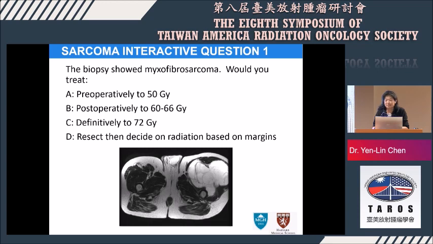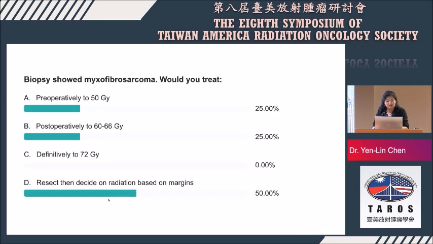Can we show the answer? Okay, so it looks like most of you would resect and decide based on final margins, and then some would treat preoperatively, about a quarter, and then a quarter knows already they wanted to resect and definitely give postoperative radiation, and no one's going to just give radiation.